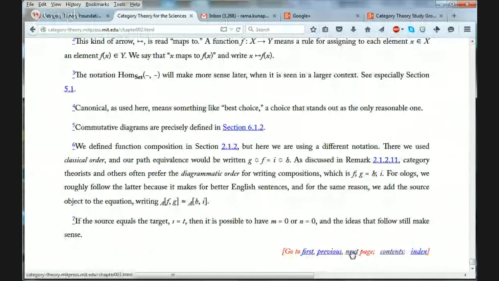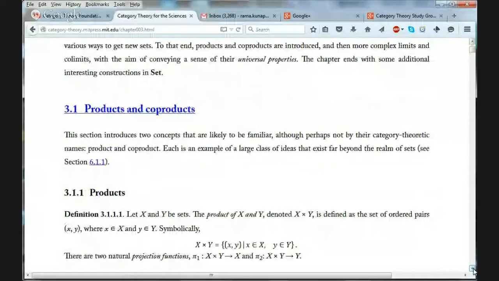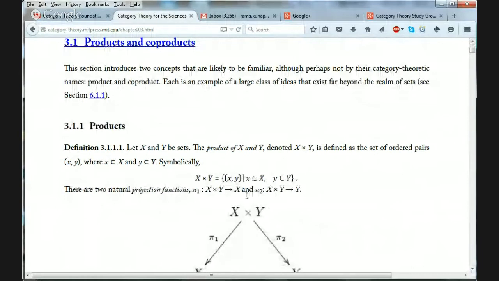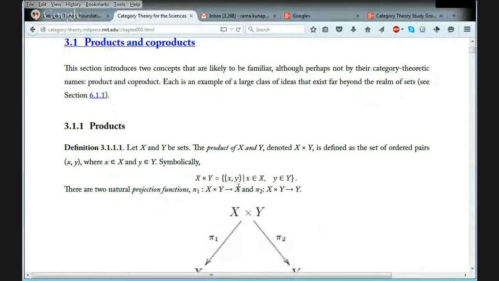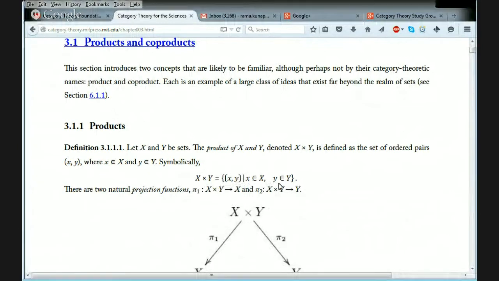Yeah, and if you go next, he's going into more advanced topics with set theory, which is something called the universal property. So before he starts the universal property, he defines a product of two sets, X cross Y, which is the set of ordered pairs (x, y) such that x belongs to X and y belongs to capital Y. This is something we see in mathematics quite often, and no surprise here.